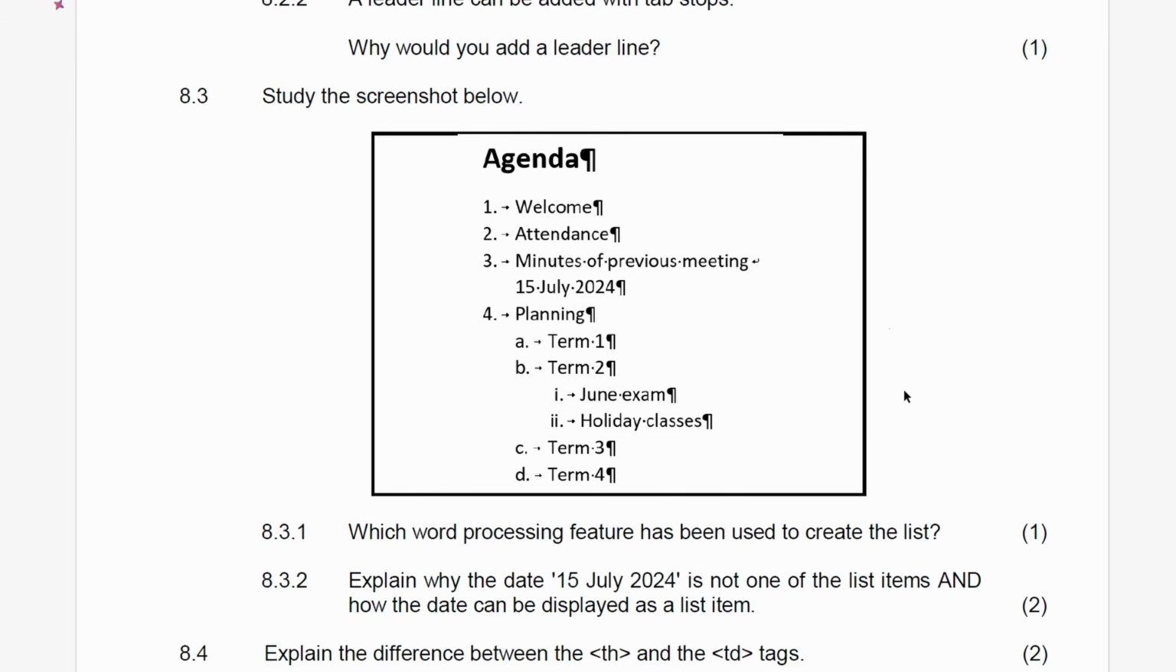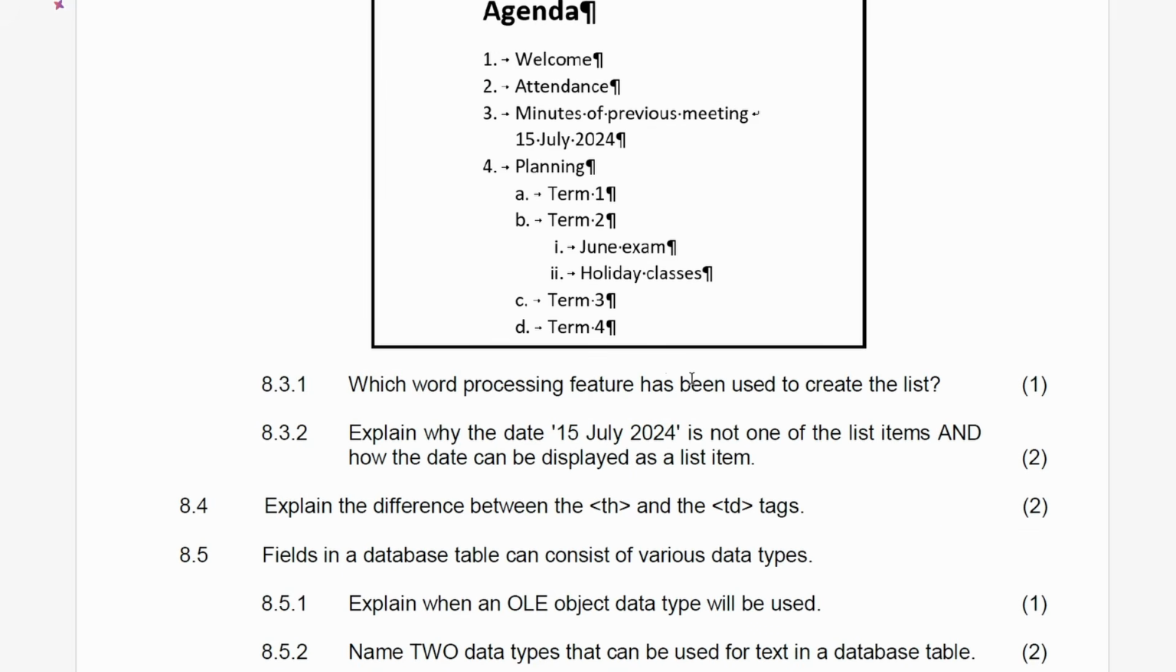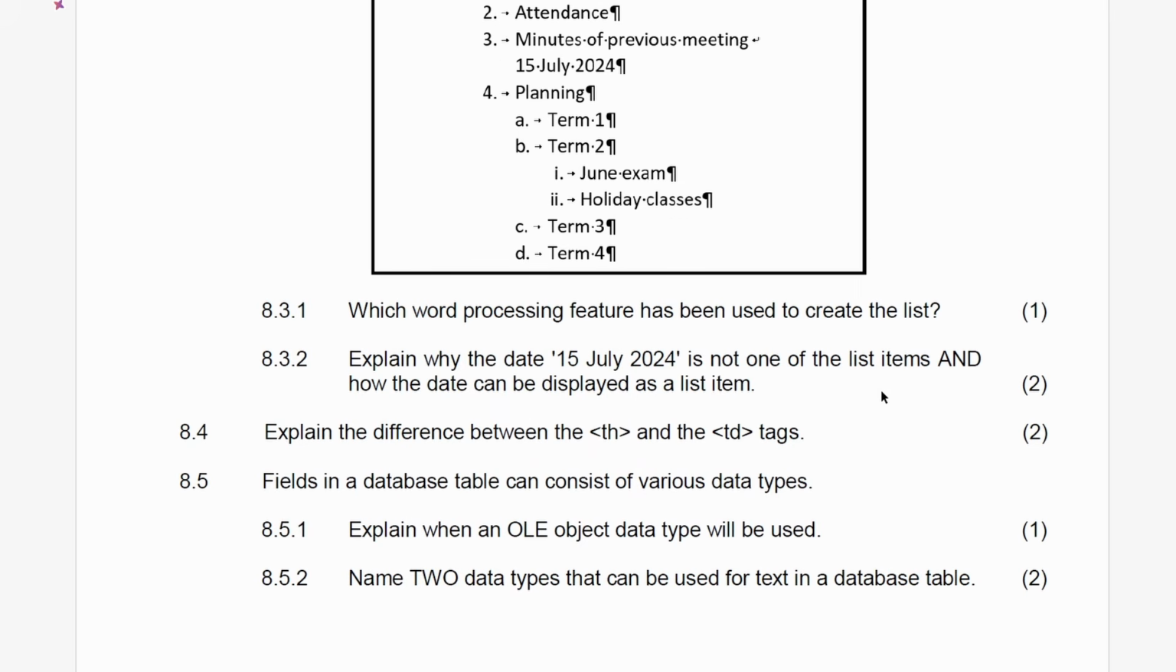8.3, they want us to study the screenshot. Here we've got a list. This looks like a multi-level list. You can see there from this level to that level to the next level. Okay. Which word processing feature has been used to create this list? We just said this now, the multi-level list. Explain why the date 15 July 2024 is not one of the list items and how the date can be displayed as a list item.